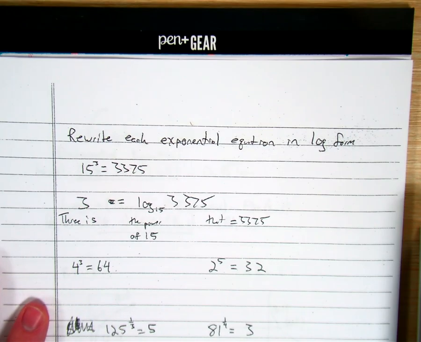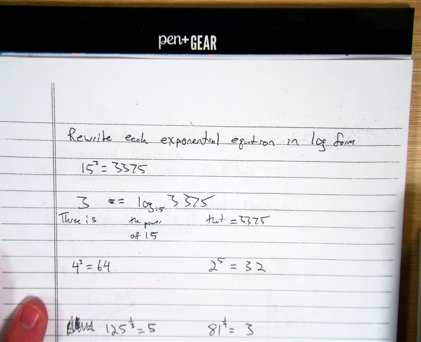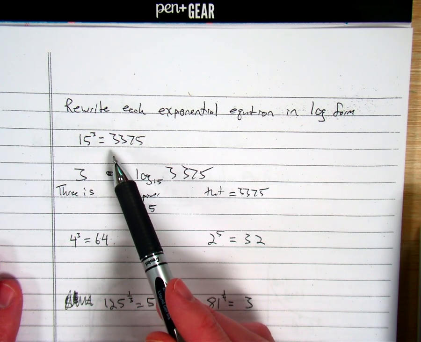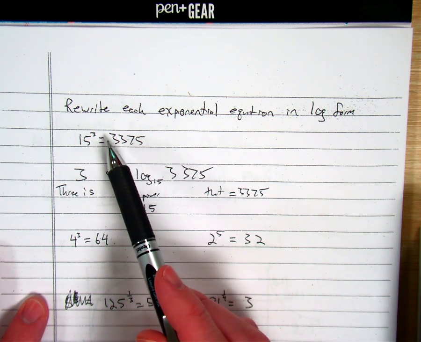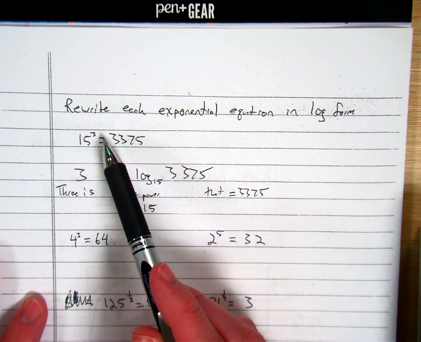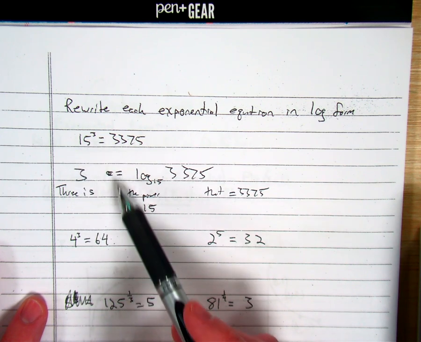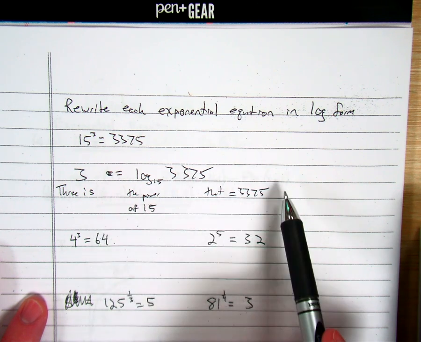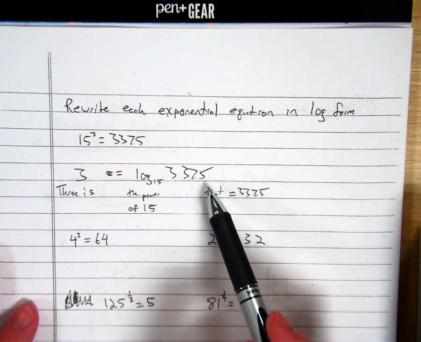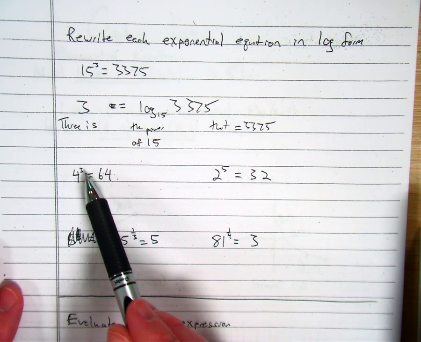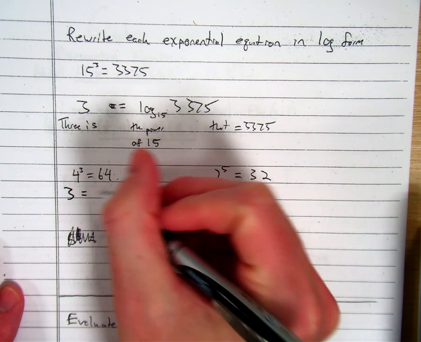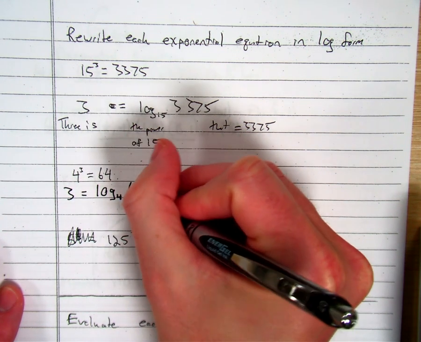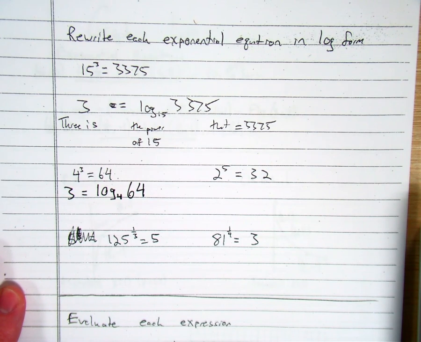All right, rewrite each exponential equation in log form. Okay? So 15 to the third power equals 3,375. Remember, the exponent is the answer to a log. So 3 is the power of 15. So log base 15 of 3,375. So the answer, the exponent, is the answer. 3 equals, same base number, log base 4 of 64.